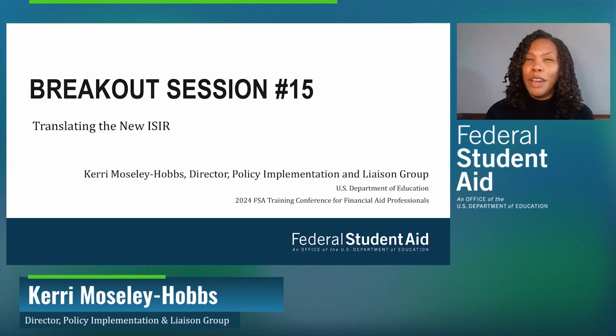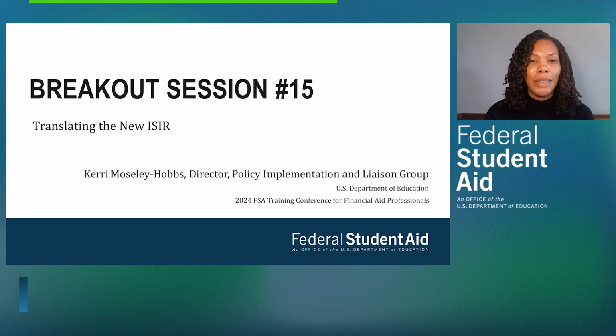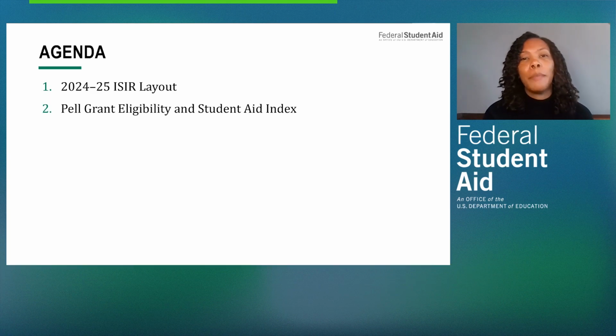Hopefully, it's not too new for everyone still, but generally it is. One of the things I want to point out about the ISIR is that your layout is actually going to depend on your processing system. So I'm just going to go through the basic sections within the ISIR, and then I'm also going to go through some helpful tips of what you're looking at and how to translate what it is that you are looking at. So for the agenda today, we'll go through the ISIR layout, and then we will go through a little bit about the Pell Grant eligibility and the Student Aid Index.